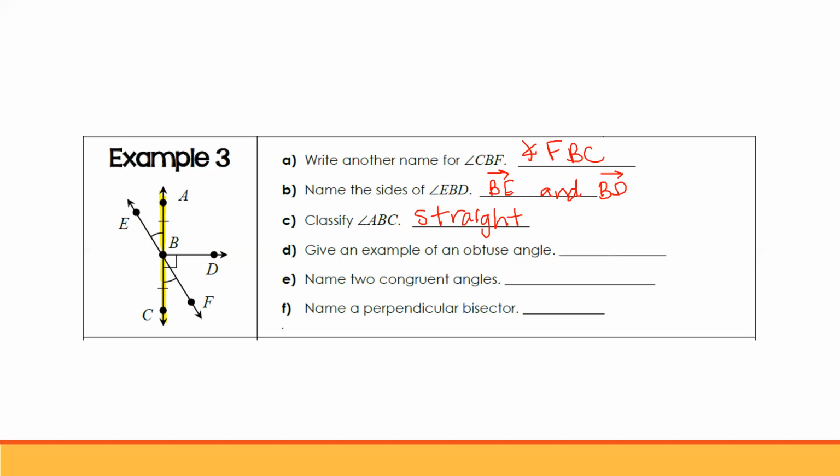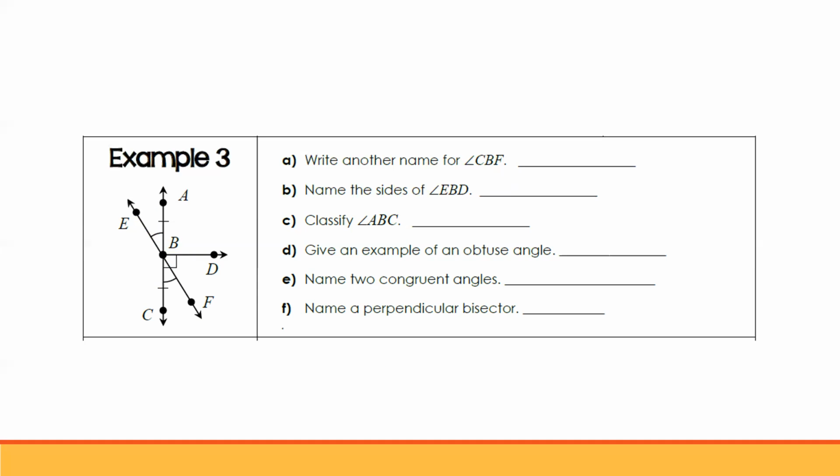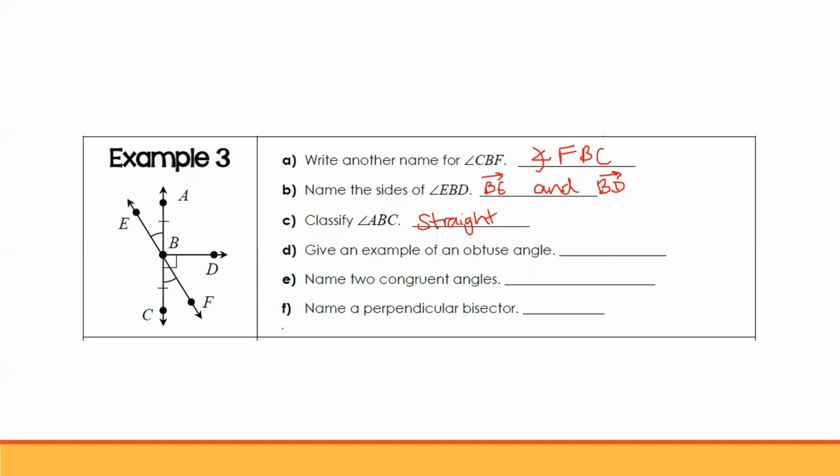Give an example of an obtuse angle. There's a few options here. Oh no. Oh poo. I just deleted all my work. Hold on. Technology is great here. This was angle FBC, BE. All right, we're back in business here.